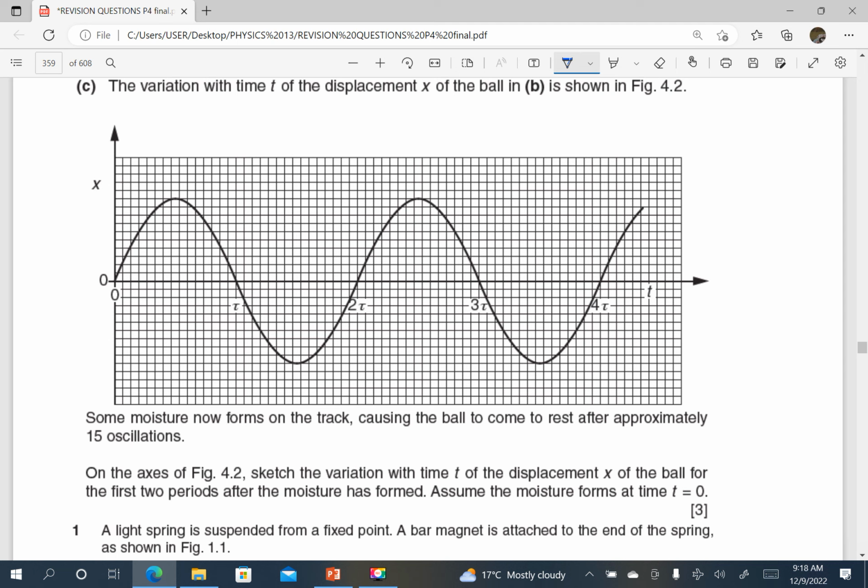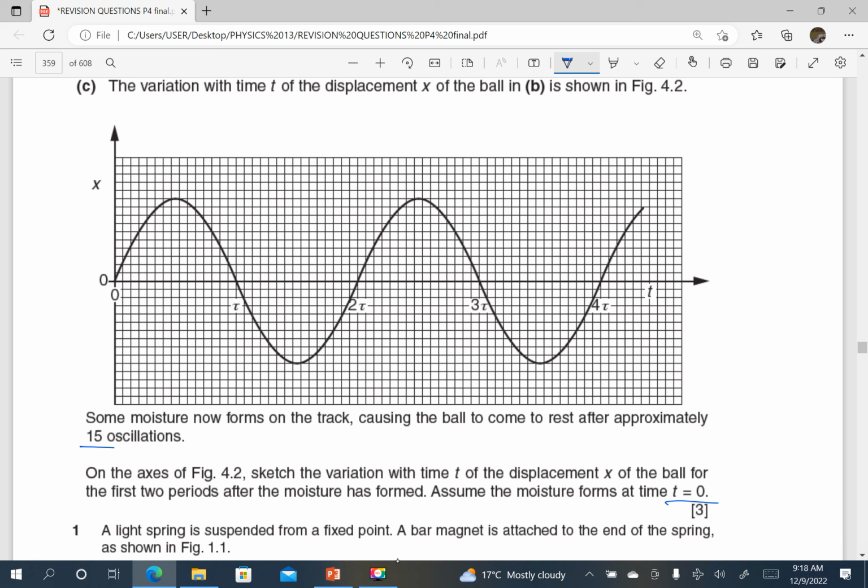So that is displacement with the time. Some moisture now forms on the track, causing the ball to come to rest after approximately 15 oscillations. On the axis of the figure, sketch the variation with the time t of the displacement x of the ball for the first 2 periods after the moisture has formed. Assume the moisture forms at time t equals 0.